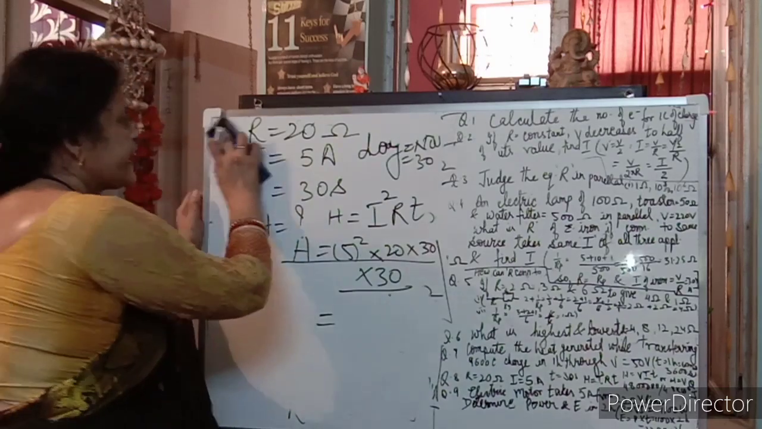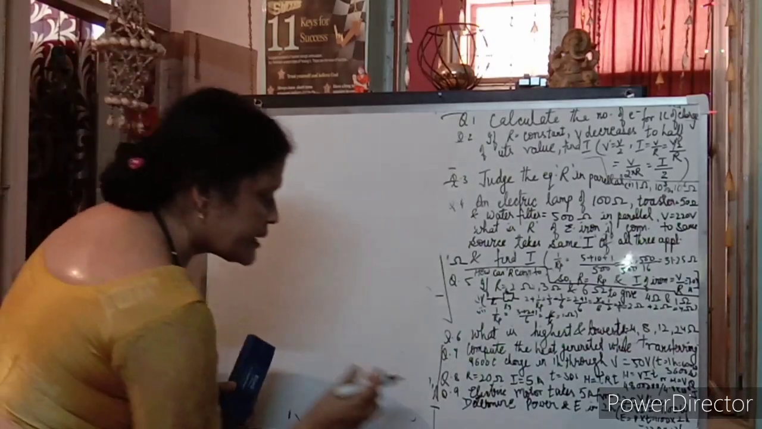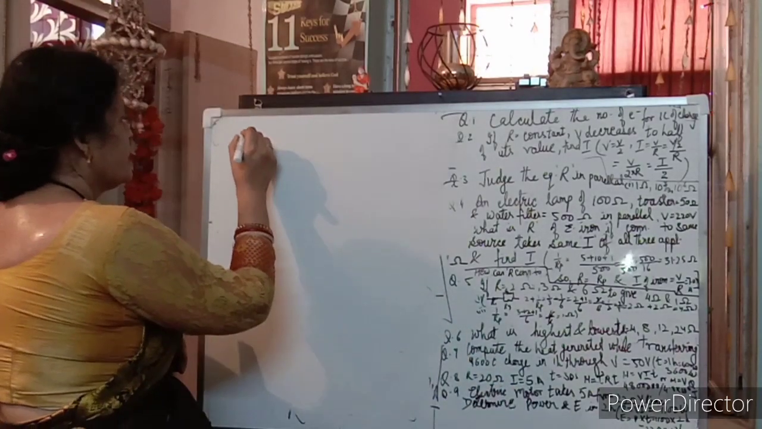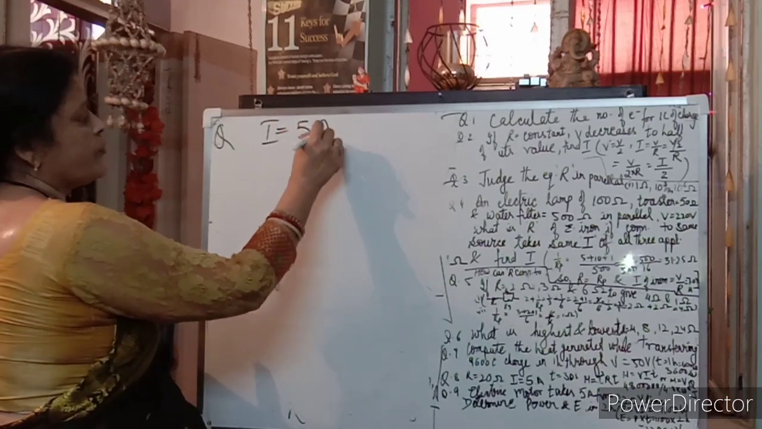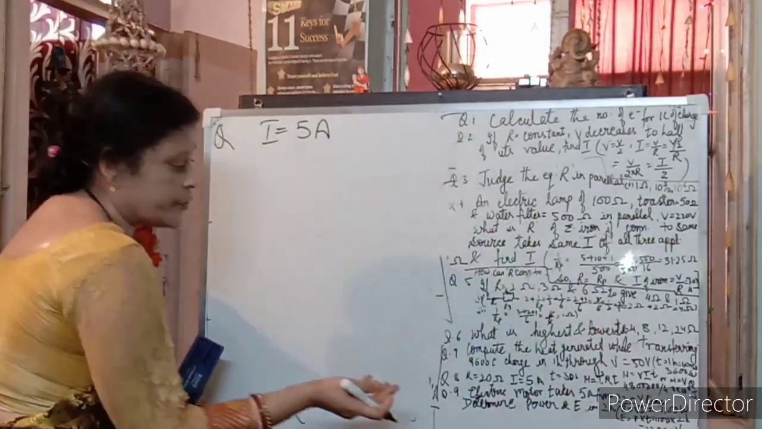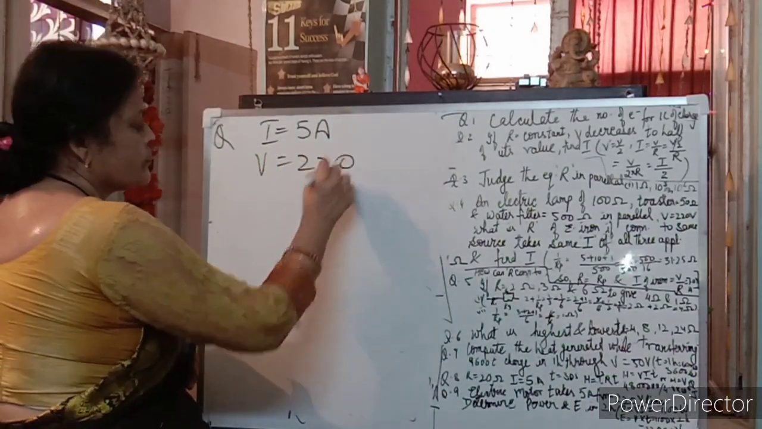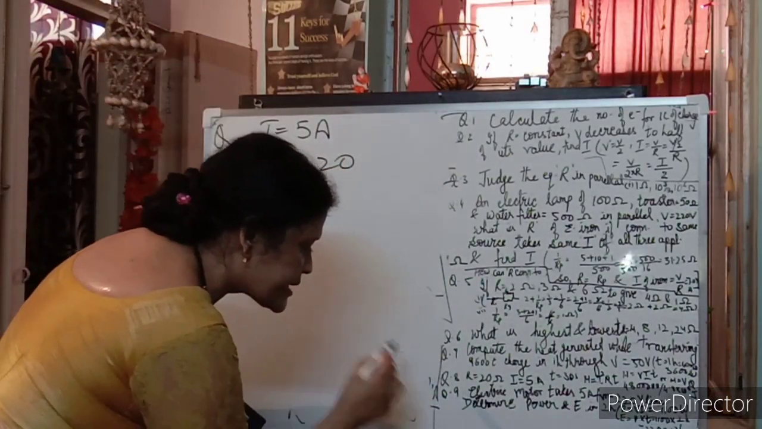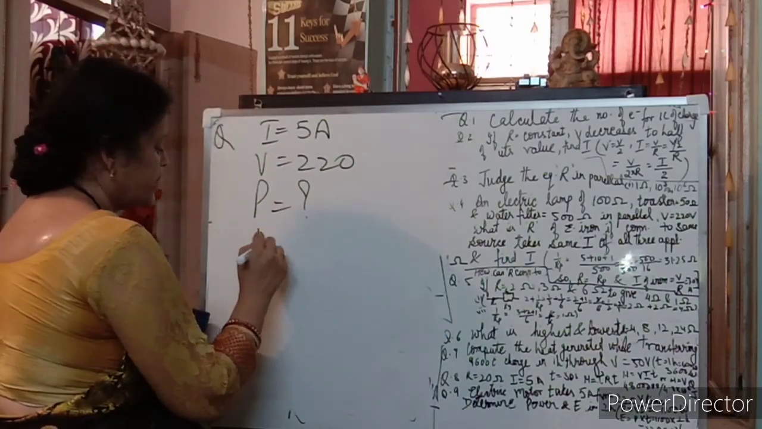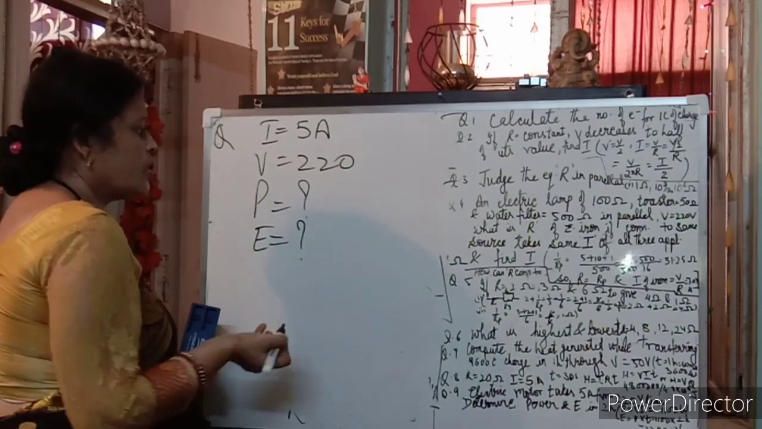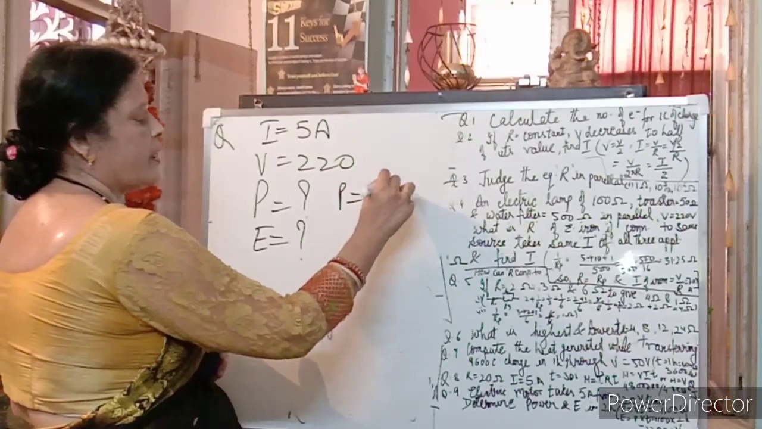Electric motor takes, this is again from your NCERT only. Electric motor takes 5 ampere. So, next question, I is given. Always write these breakups. See, I am always writing this. It will be easier for you. 5 ampere from a 220 volt line. This is an electric motor. I am determining the power and energy. So, the formula of power, P is equal to VI.